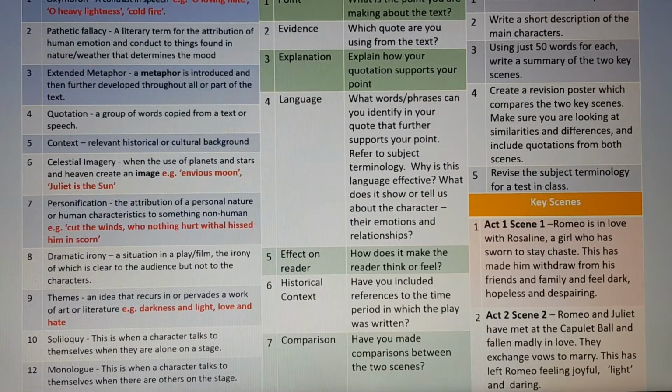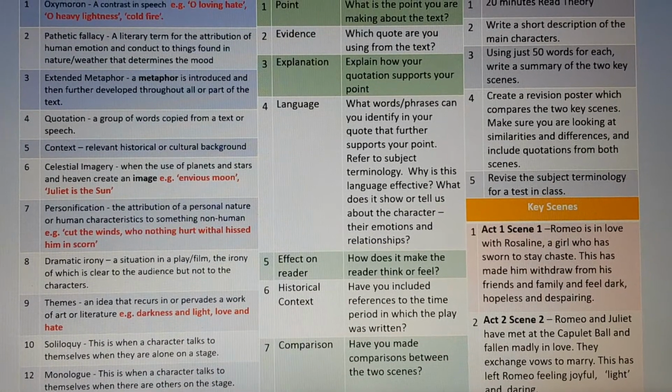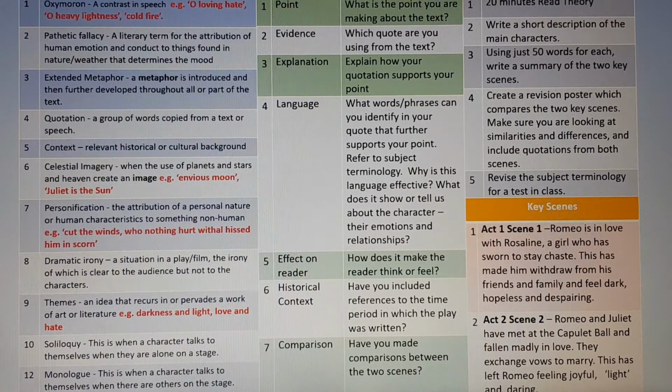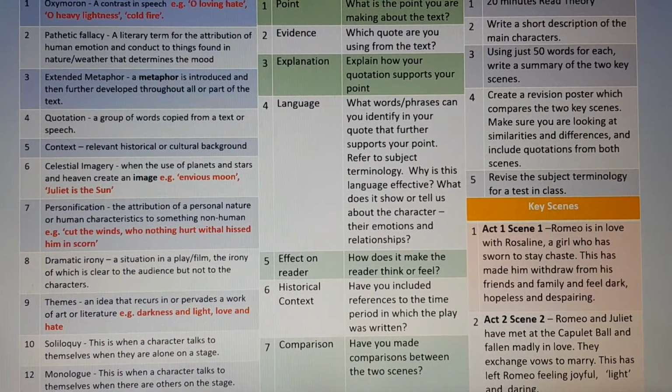So we've got the knowledge organizer here, which you'll need to learn all of this information, particularly the subject terminology, because each of these terms we will be using when we're discussing Romeo and Juliet. So that information, look at the subject terminology, you need to learn those terms.